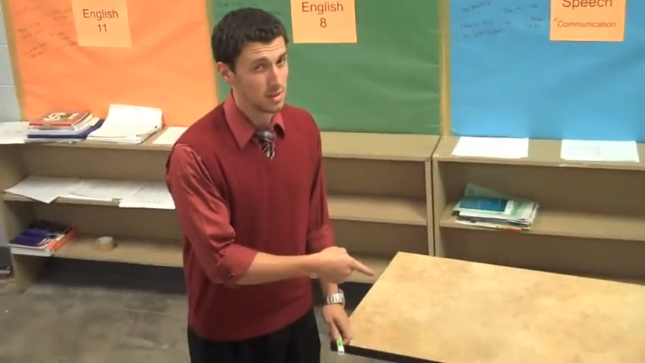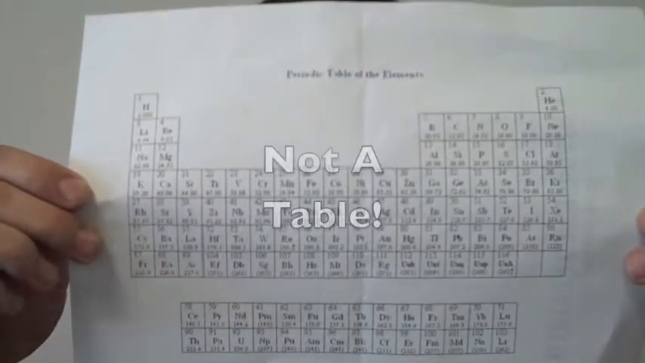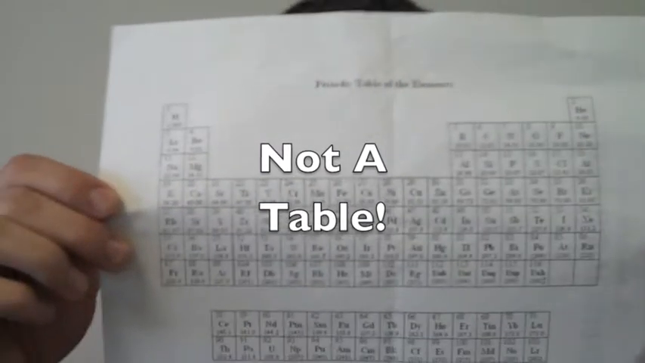I know what a table looks like. The periodic table doesn't even look like a table. Periodic table? Table? It's not a table! Why isn't it like a pyramid or an ottoman? Or chair!